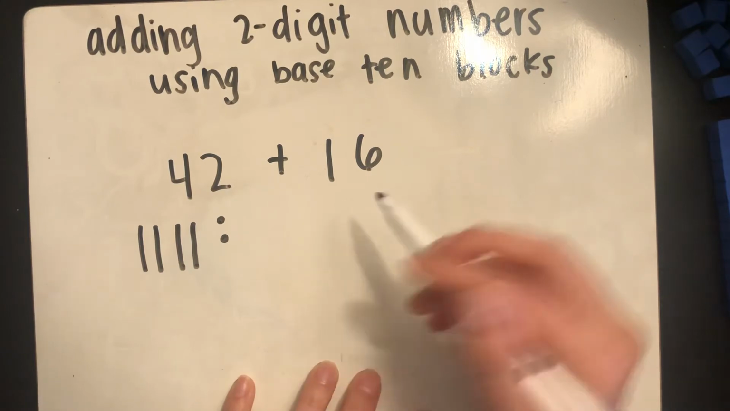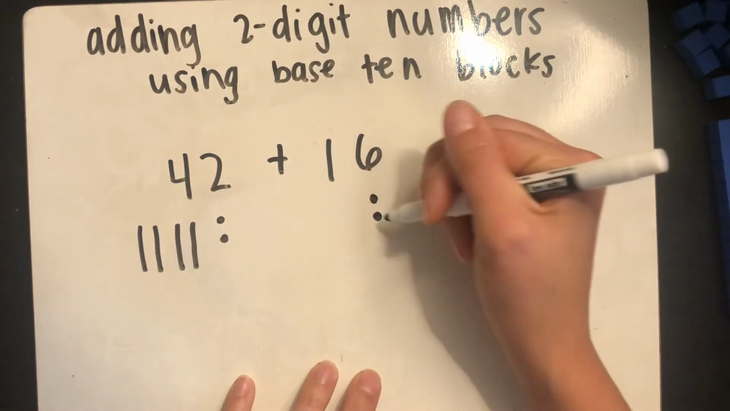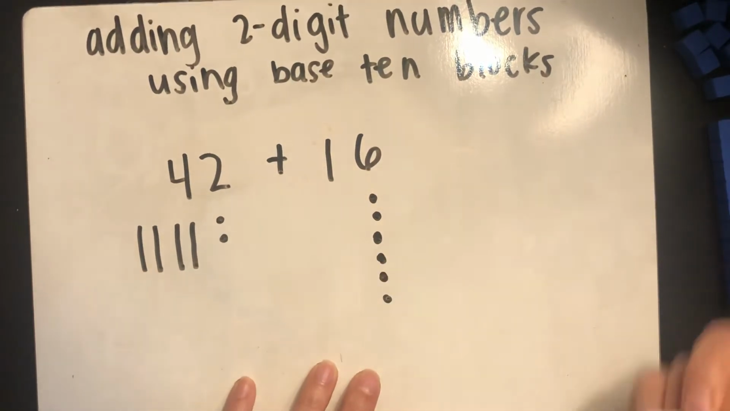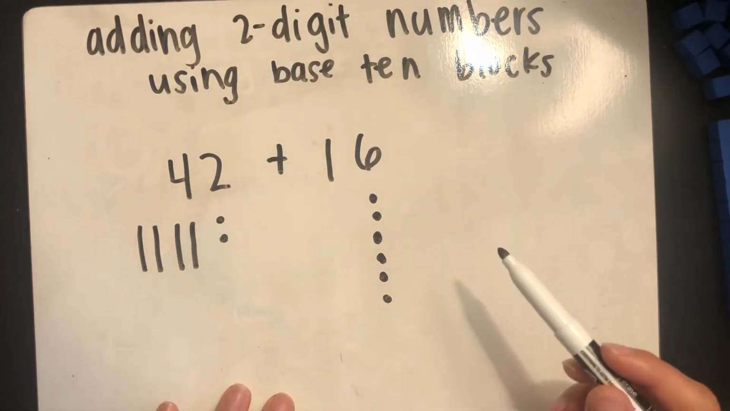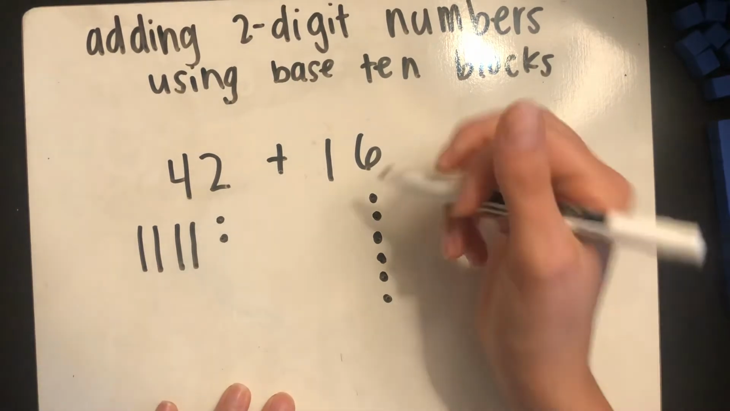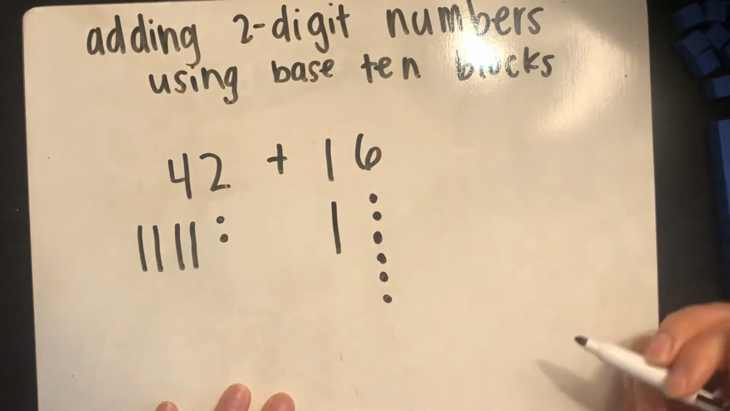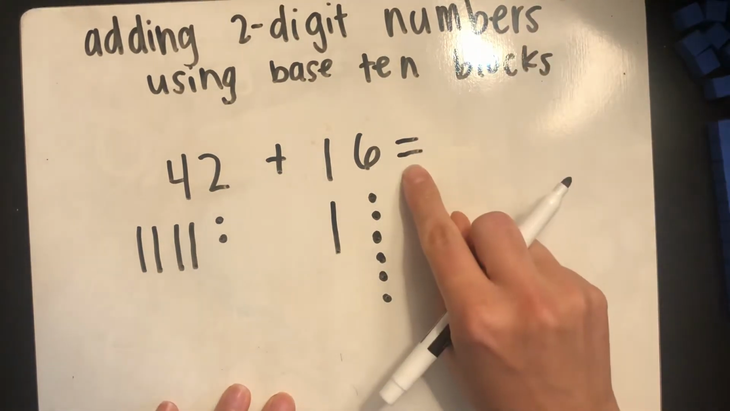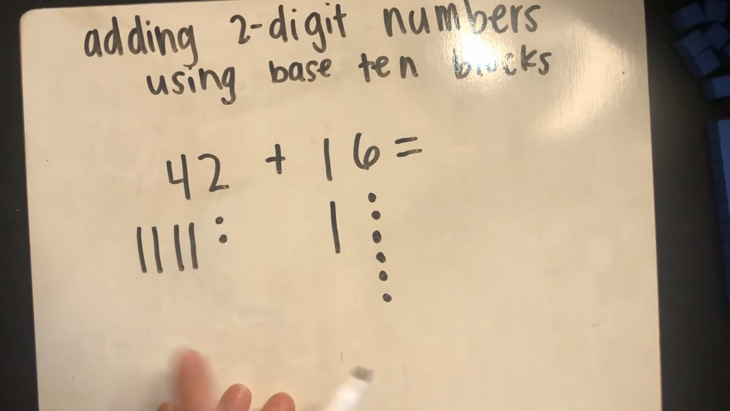That's right, 16 has 6 ones. So I'm going to draw 6 ones cubes. Okay, great. And how many tens does 16 have? That's right, 16 only has 1 ten. Okay, now all I need to do to find the answer is first put my equal sign. And all I need to do is count up the tens and count up the ones, okay?